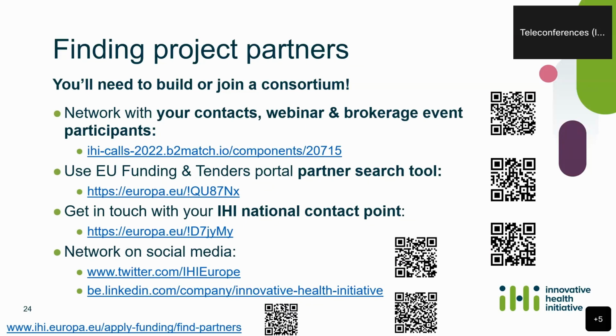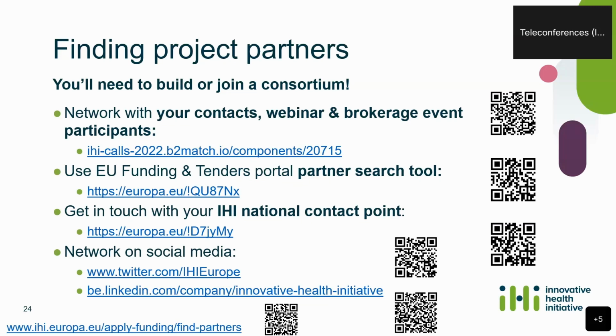In the funding and tenders portal, there is a partner search tool, again, where people upload their expertise and what they're looking for. So it's another source of potential partners. Under IHI, we have national contact points, what we call our states representative group. Their job is to help you put together consortia and submit credible proposals. They generally have good expertise in IHI. So I would definitely reach out to them. If you click on that link or go to the QR code for them, you'll see their contact details.